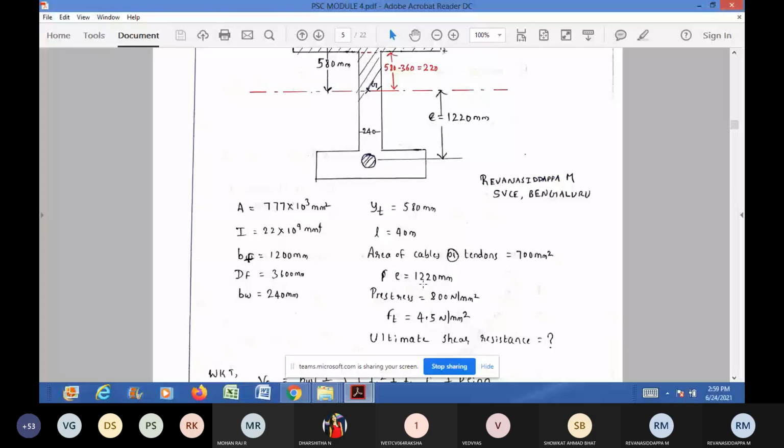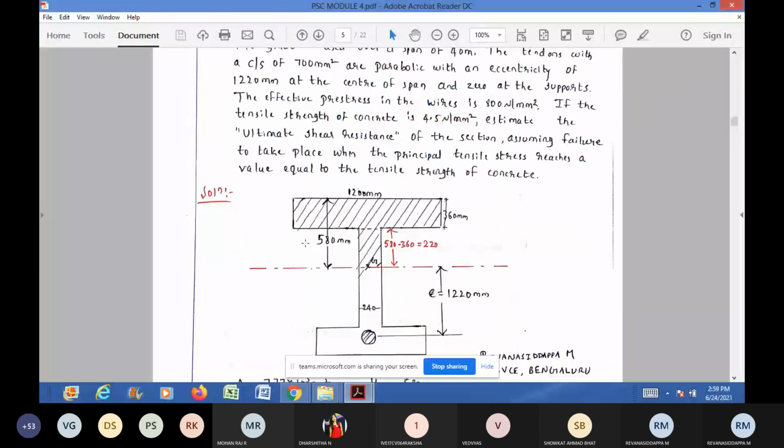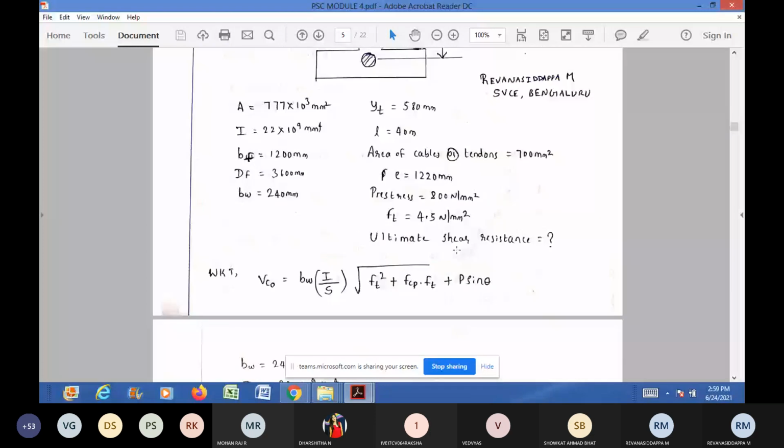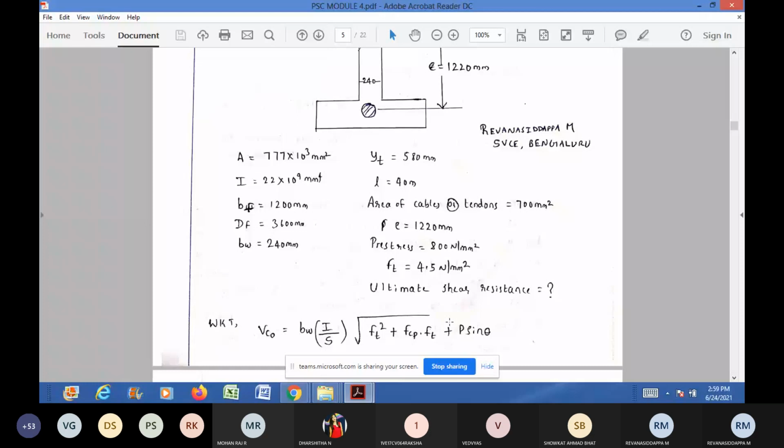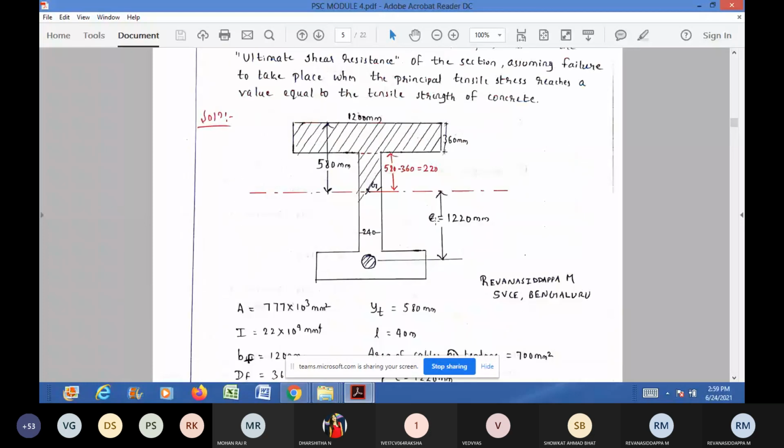Estimate the ultimate shear resistance of the section, assuming the failure takes place when the principal tensile stress reaches a value equal to the tensile strength of the concrete. We need to find the ultimate shear resistance of the section. Here the type of section given is a flanged section, an I section.